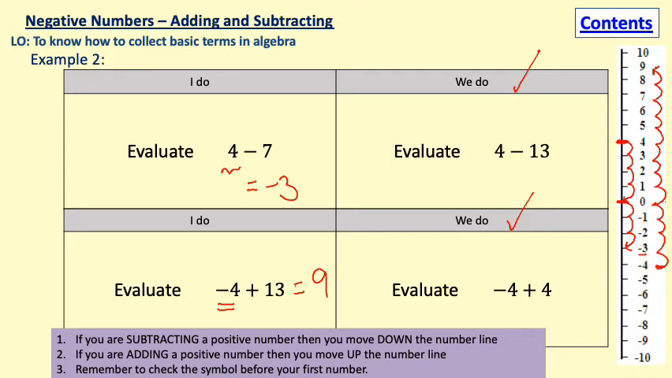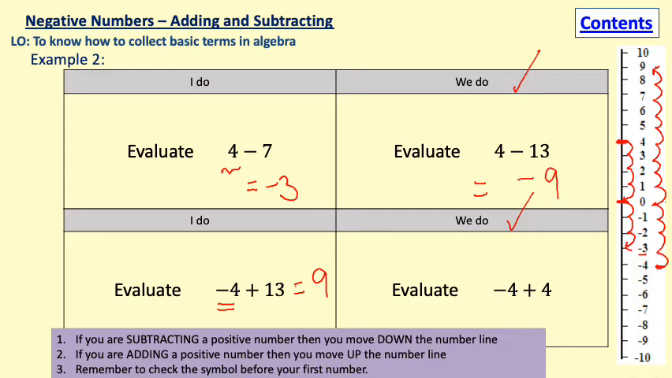Okay, so for our first one, we have a start point of 4 and we're subtracting 13. So we're moving down 13 places. We start at 4, and we go down 1, 2, 3, 4, 5, 6, 7, 8, 9, 10, 11, 12, 13. So we've ended up at -9.